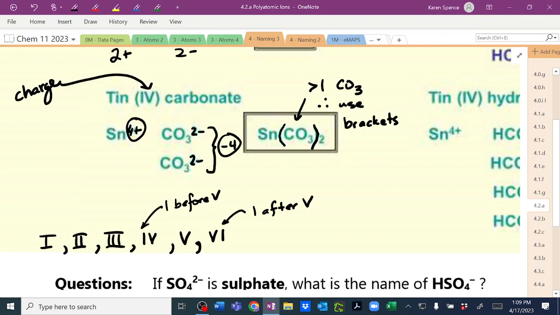But don't forget, you can also look on the back of your periodic table, there is an alphabetical list, so that can also be helpful. Okay?